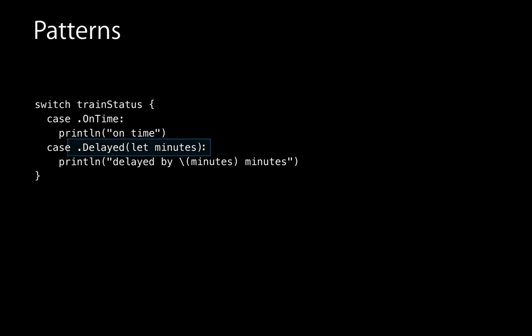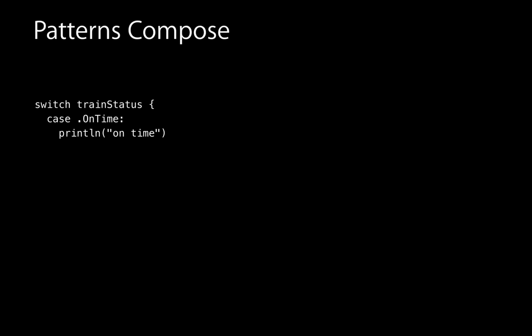Now this is a simple case of a pattern. This outer construct, delayed, only matches values of the delayed state inside the enum. And if it is of the delayed state, it unwraps the associated data and passes it down to a subpattern. In this case, the let pattern binds it to a variable. But this is actually a completely independent and fully powerful pattern.